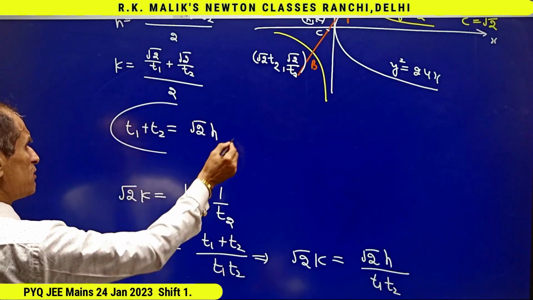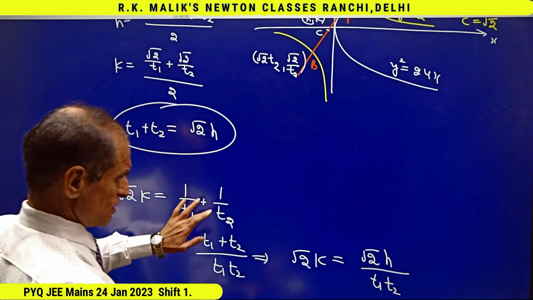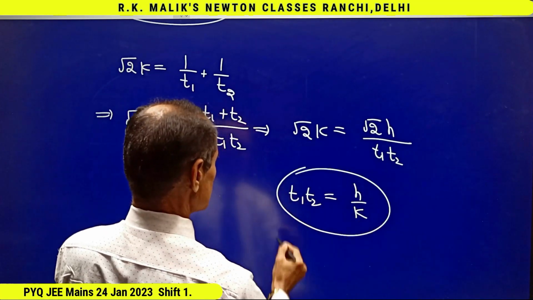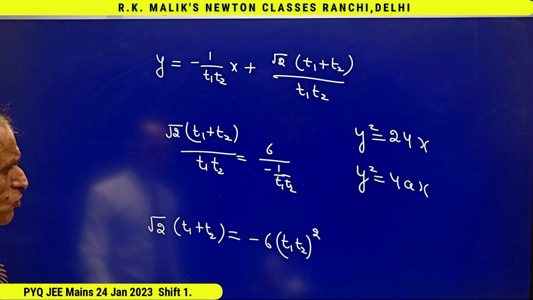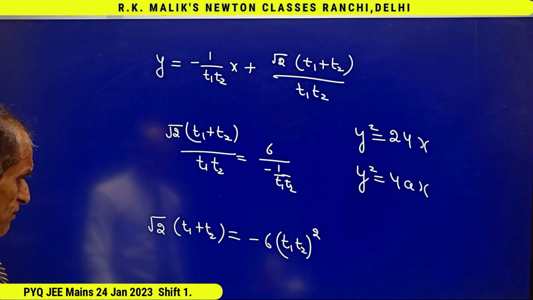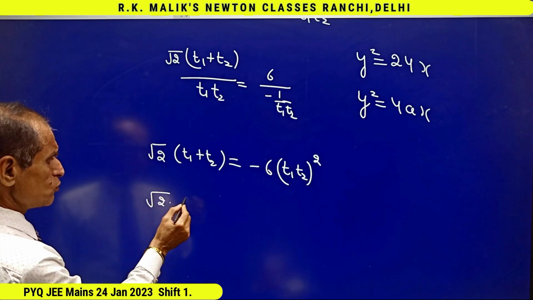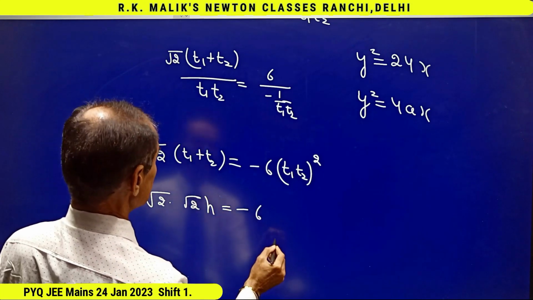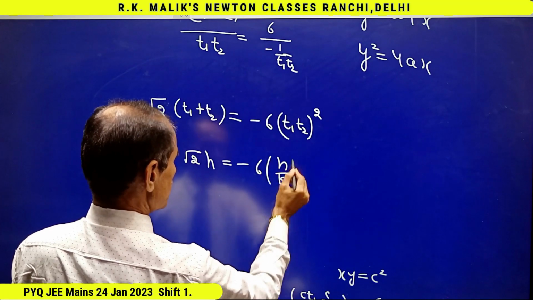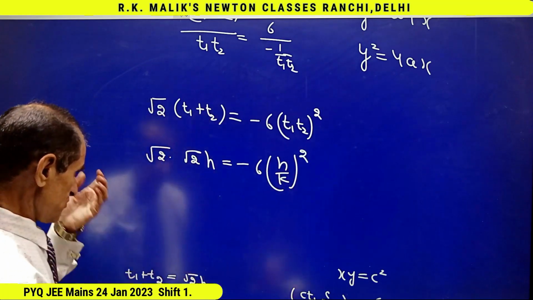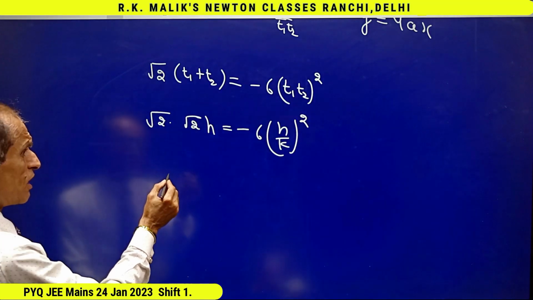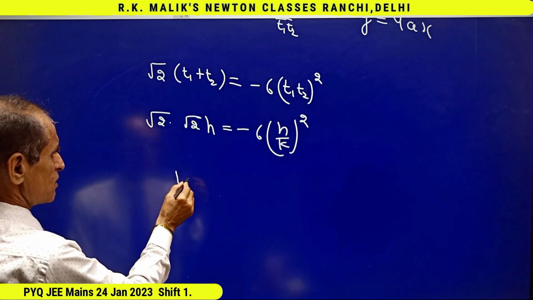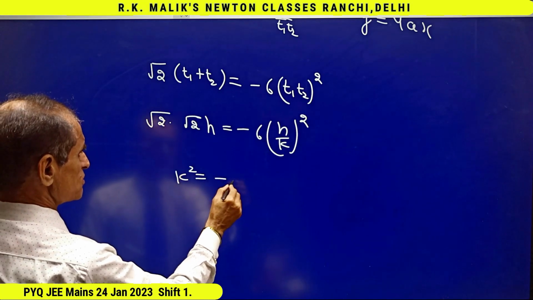And now I will be using t1 plus t2 as root 2h and t1 t2 as h upon k in this to find the relation between h and k. I get root 2 into root 2h equal to minus 6 h upon k whole square. And proceeding further, I get k square equal to minus 3h.